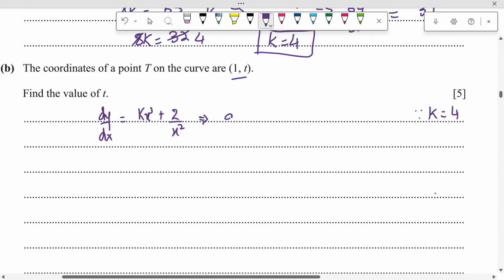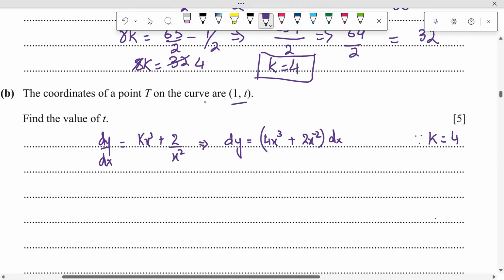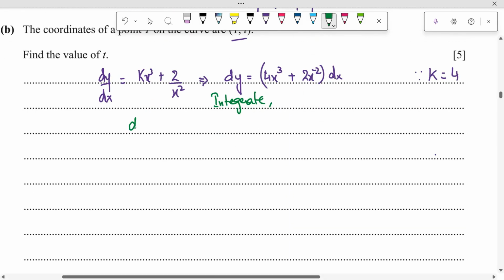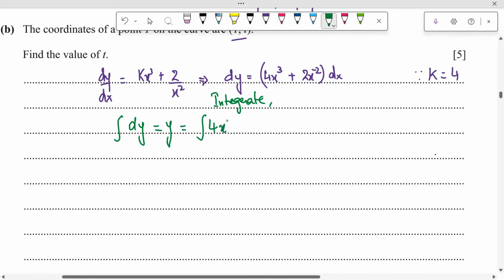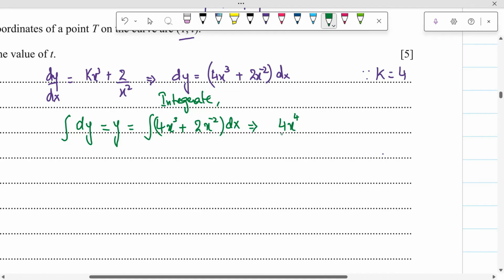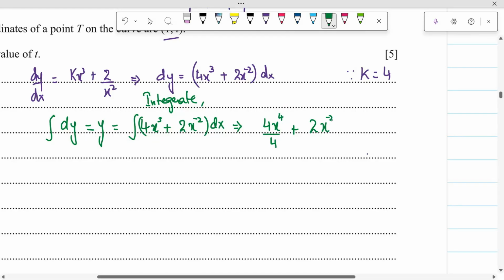So we can write dy = (4x^3 + 2x^-2) dx. We need the equation of the curve, so we integrate this equation. The integral of dy is y, which equals the integral of (4x^3 + 2x^-2) dx. That is 4 times x^4/4 plus 2 times x^(-2+1)/(-2+1), and then plus c.